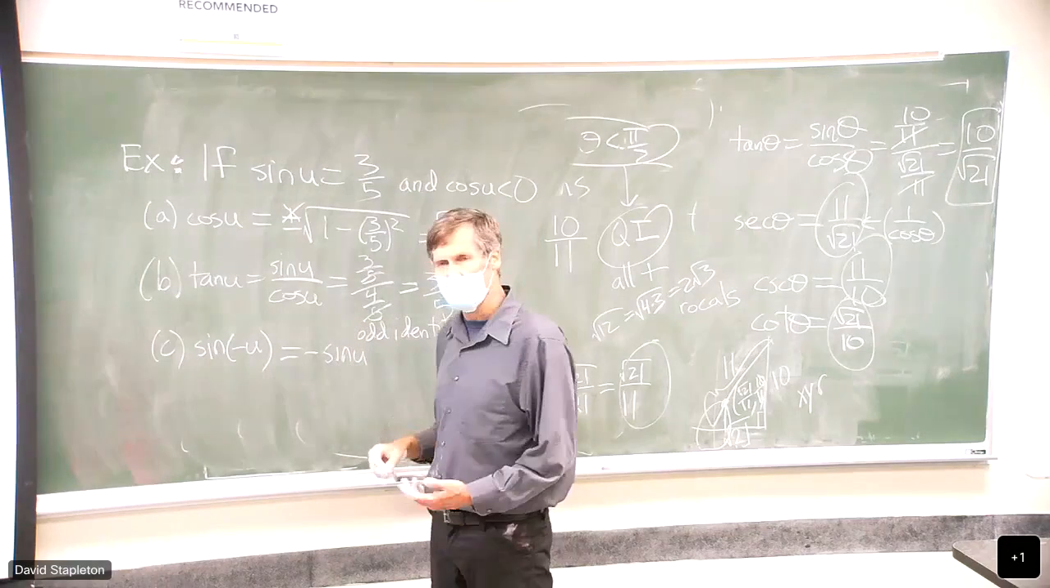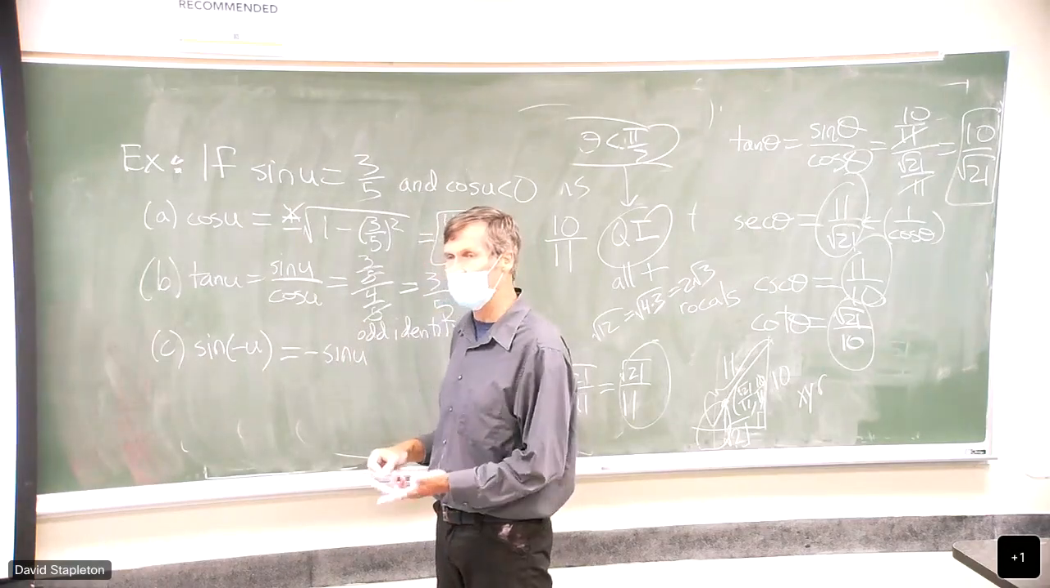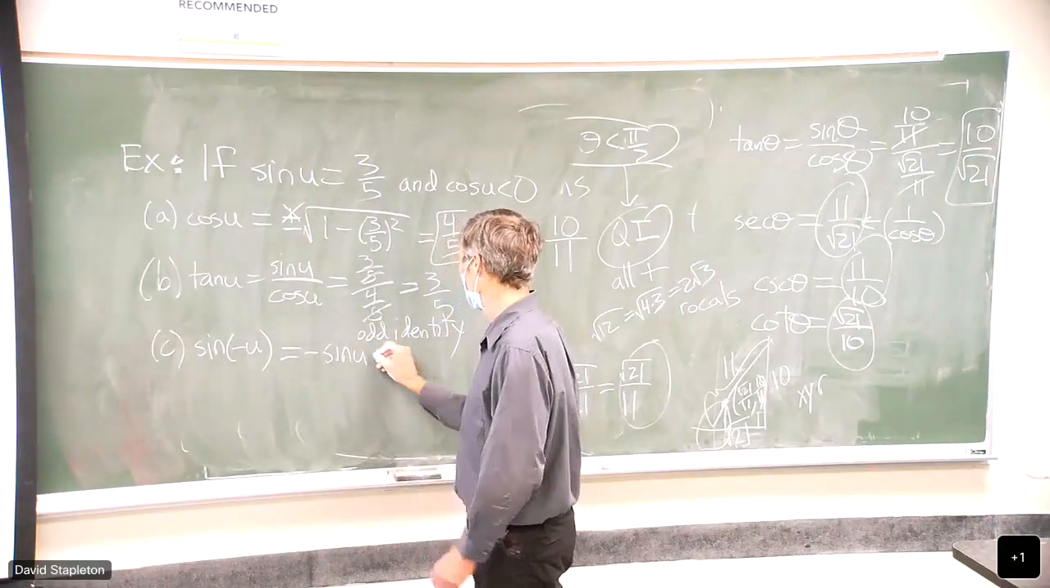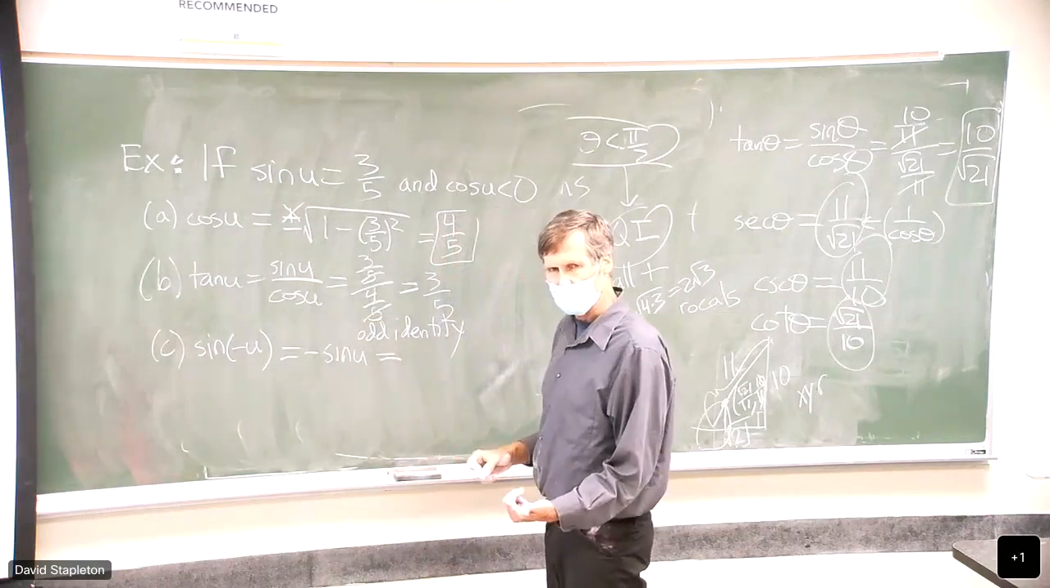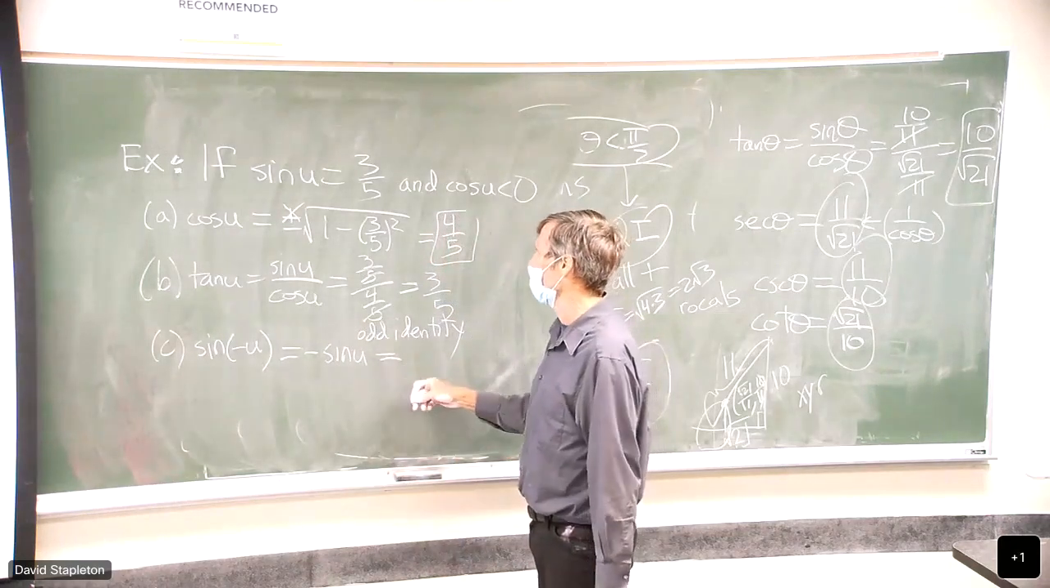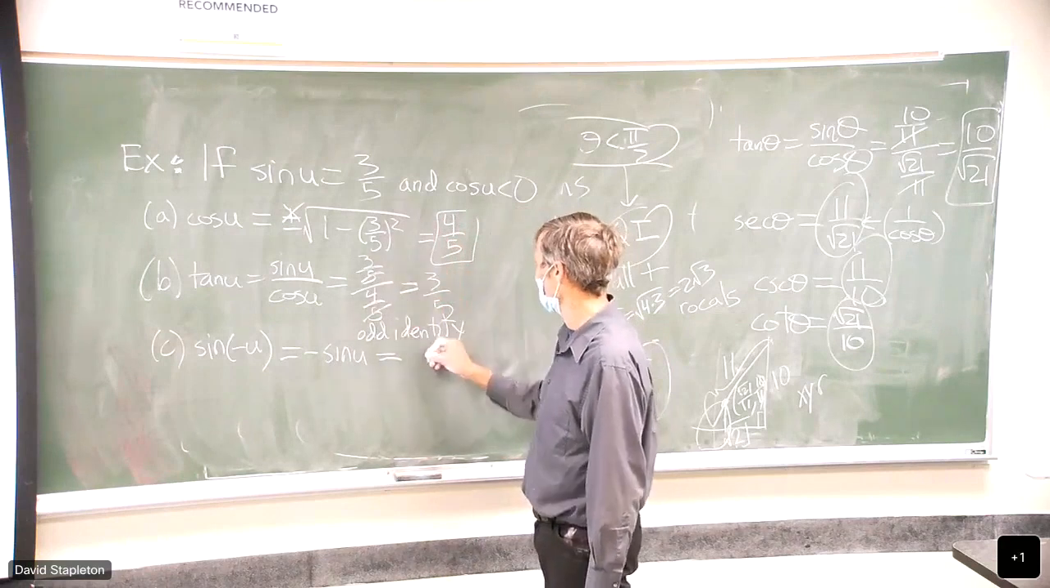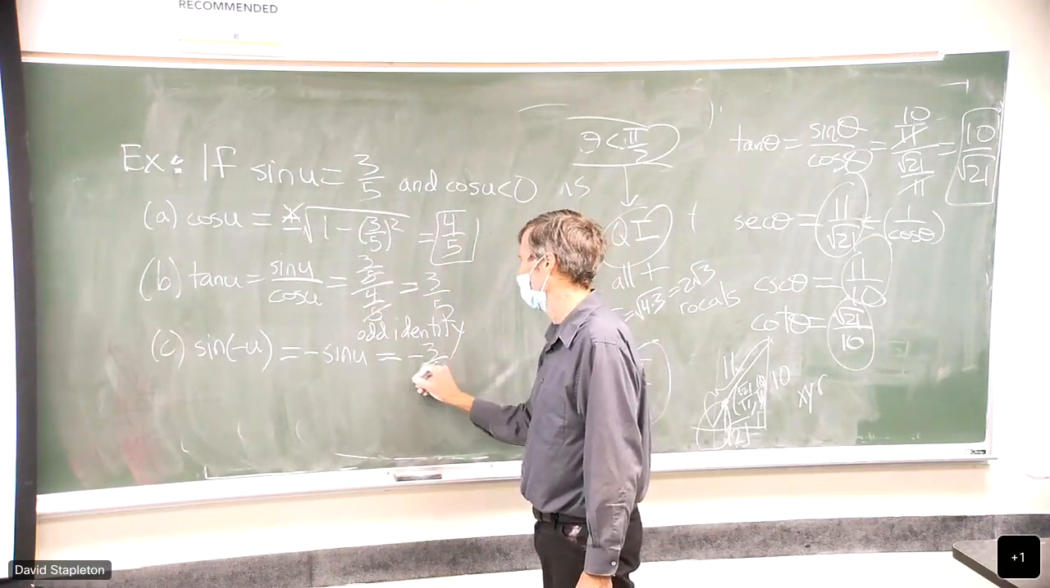Most functions are neither even nor odd. You'll find out in algebra, but every trig function is either even or odd. Cosine and its reciprocal are even. All the rest of them are odd. So minus sine u, since sine u was 3/5, is minus 3/5. That's the sine of minus the angle.